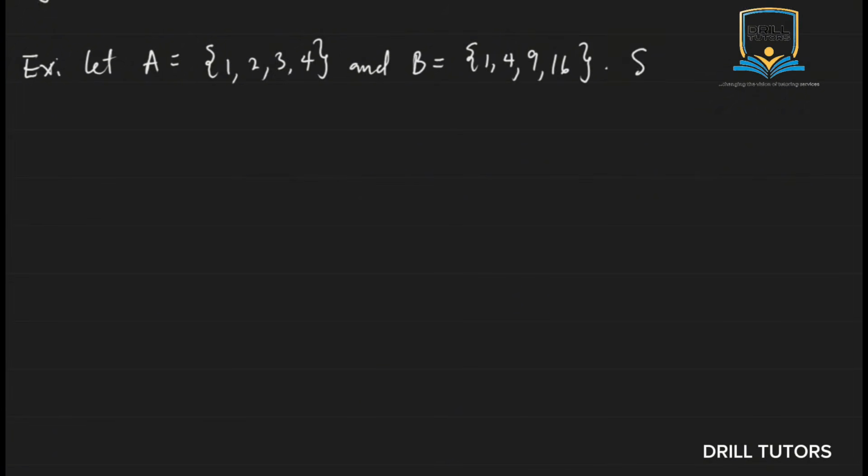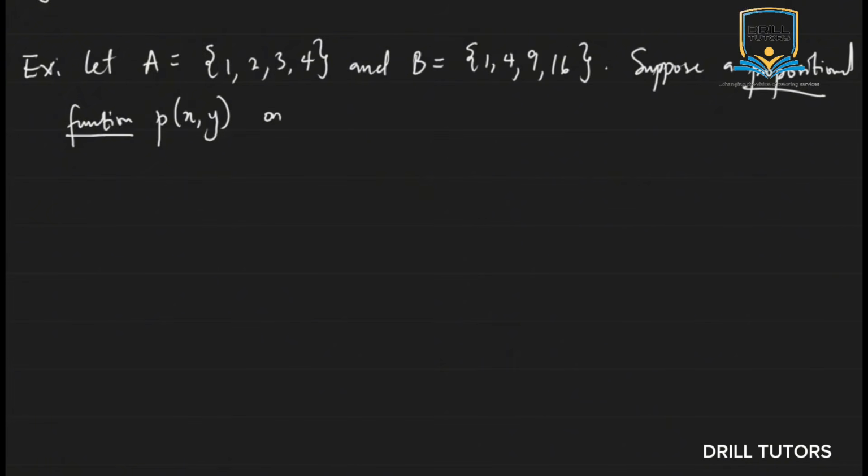Now, suppose a propositional function P of x, y on A cross B is defined by y being equal to x squared. Now, this is a new word, propositional function, and I'll explain, don't worry, just calm down.